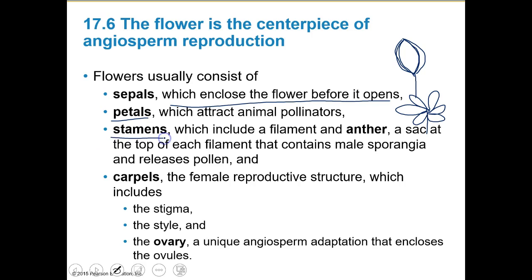We have stamens, which include an anther and a filament. We'll look at a better picture of that in just a minute. This is a sac. It contains the male sporangia, so this is the pollen releaser. Okay, so the best thing for this one is it contains the word men. So our stamens are our male parts. Carpels are our female reproductive structures, which include a stigma, a style, and ovary. Okay, which will have our ovules, and those things usually end up as like fruits.